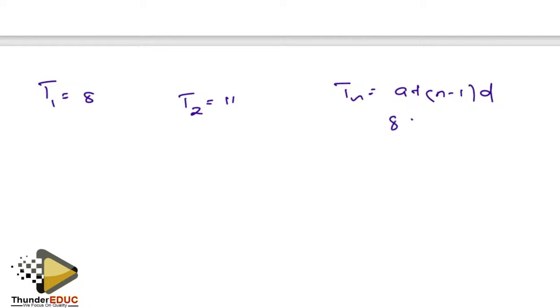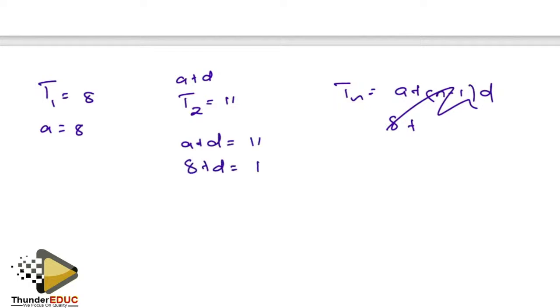So that's going to be 8 plus, but why am I going this way? A is 8. We know that T2 is the same as a plus d. So a plus d is equal to 11, whereby our a is 8. So 8 plus d is 11, which means d is 3 straight away. Okay, that's the first term. The second term is a plus d. But you can go via that shorthand. You're going to end up with the same thing.